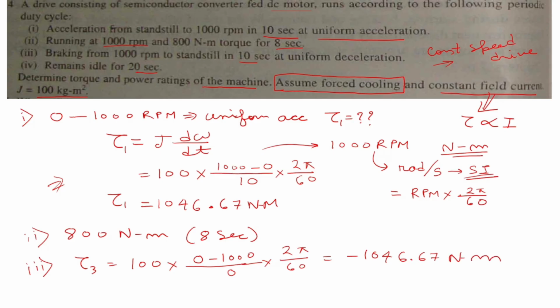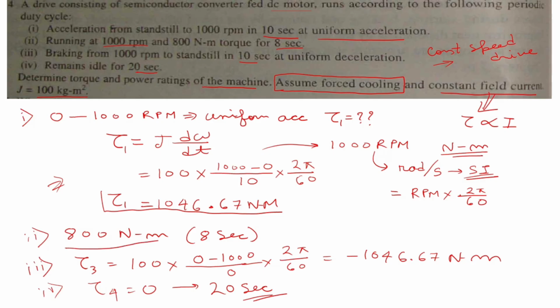Now in the fourth interval, torque is 0 as the machine is in idle condition, and the time is 20 seconds. Okay, now we have all the torque values. This one is tau1, this one is tau2, tau3, tau4, and all the time intervals.